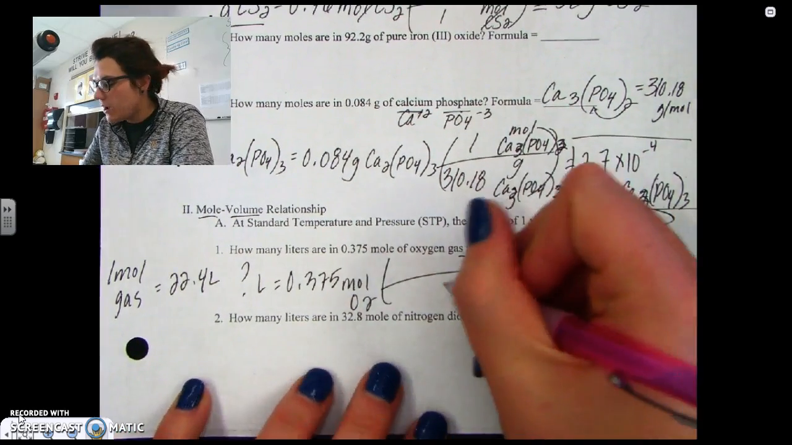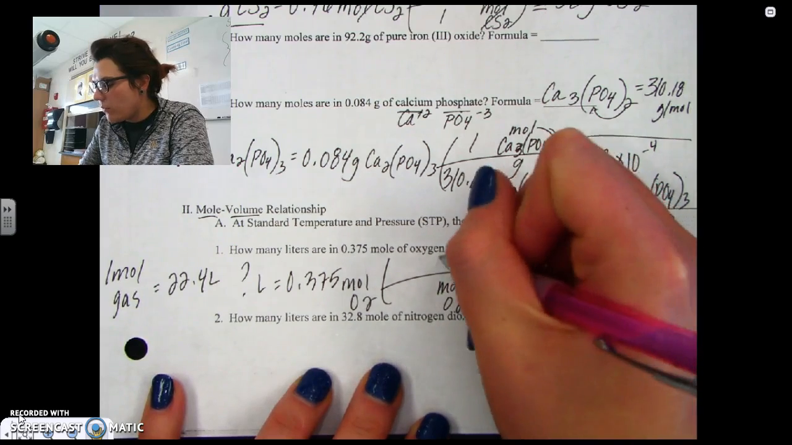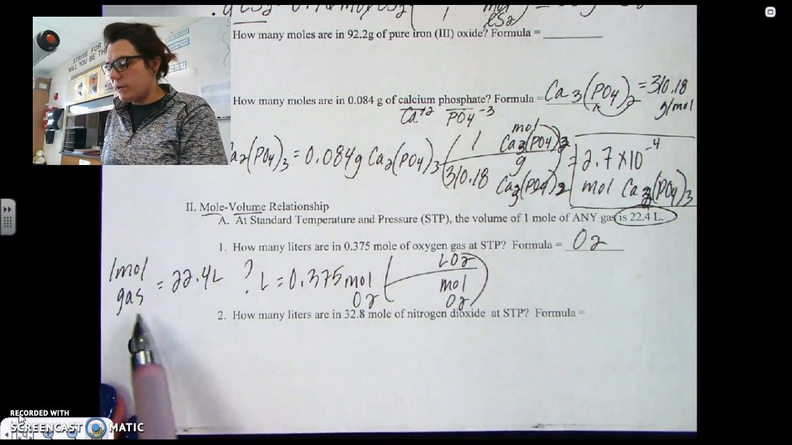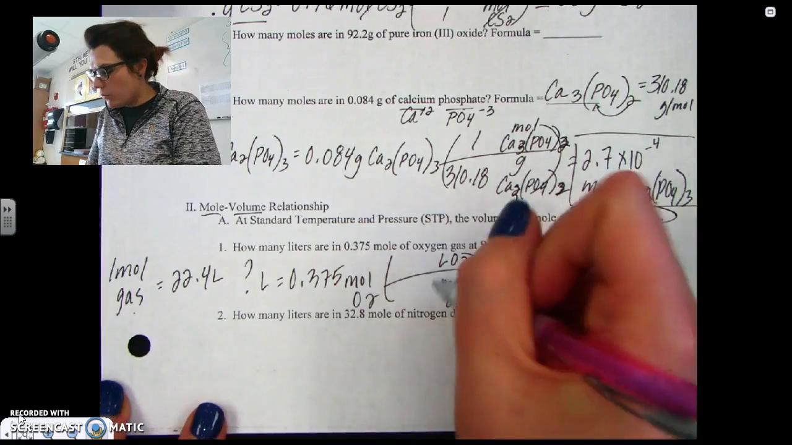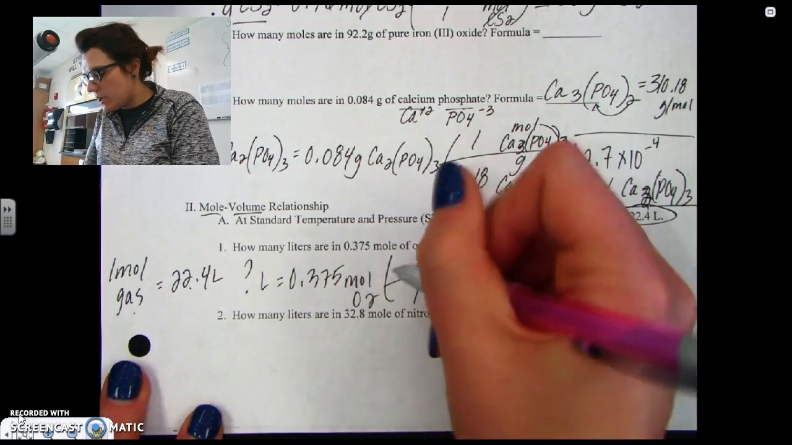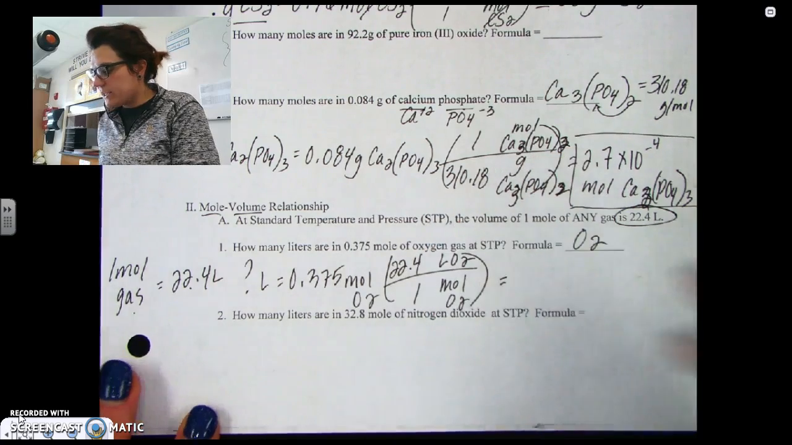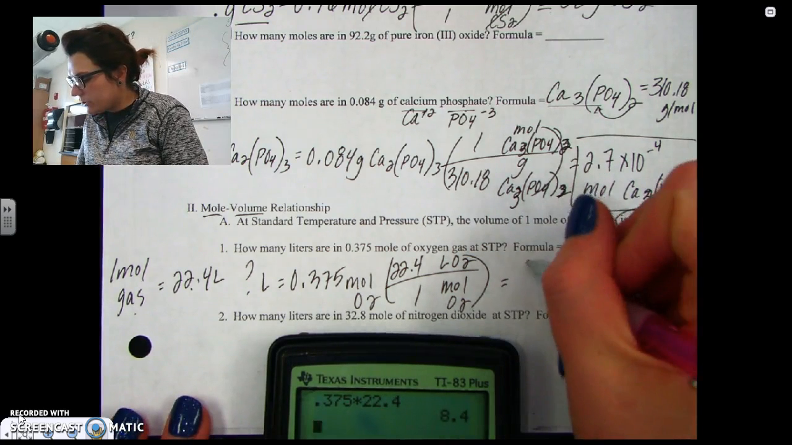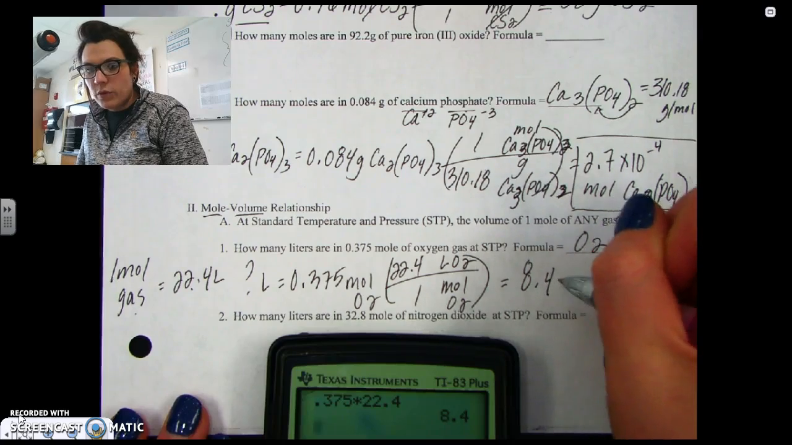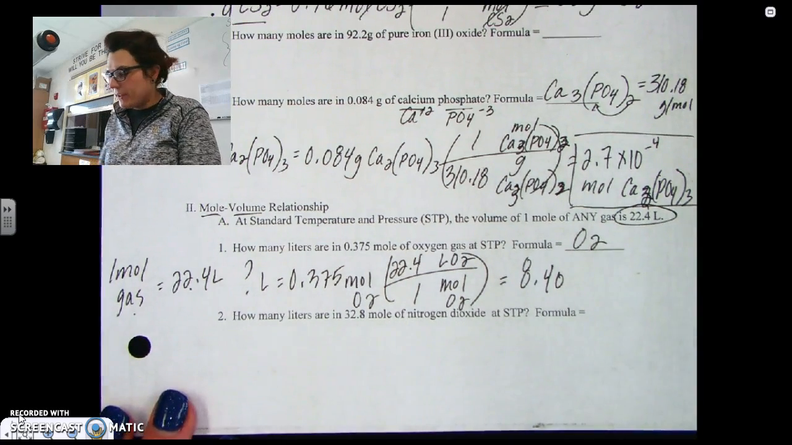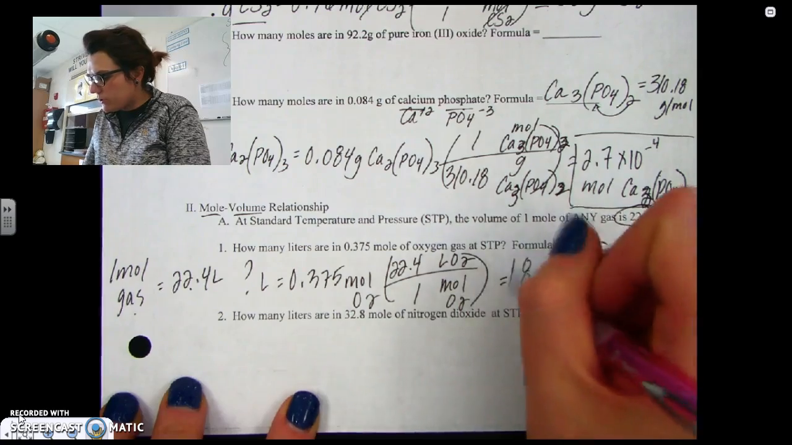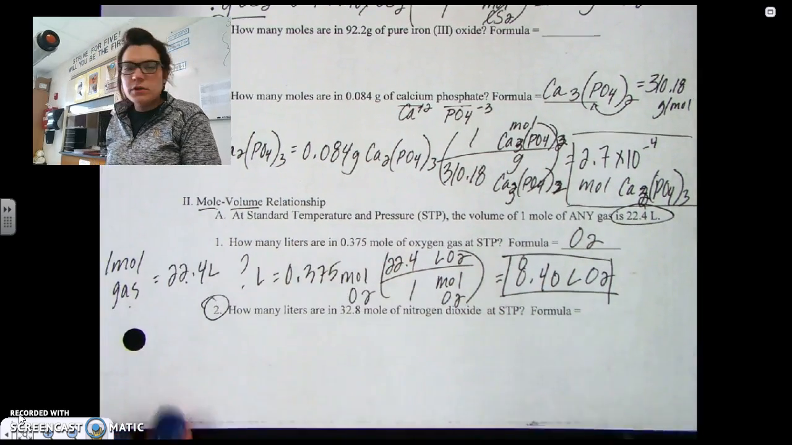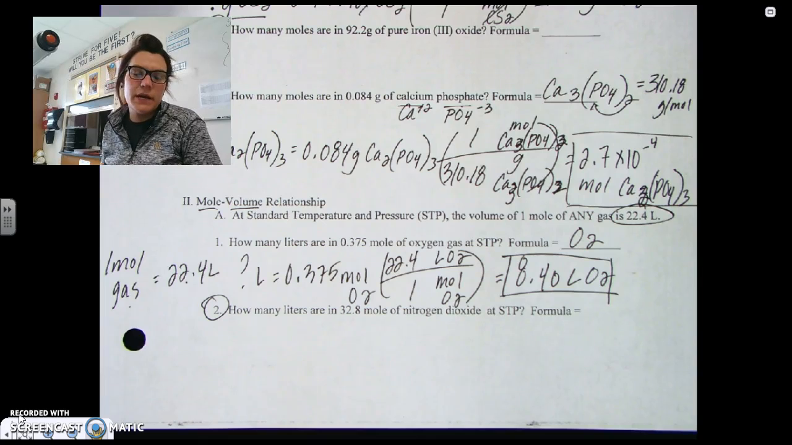Okay, now I can do this conversion. What am I canceling? Moles of O2. What do I want? Liters of O2. Okay, what number lines up with mole? As always, 1. What number lines up with liters? 22.4 as always. If I plug this into my calculator, I should get 0.375 times 22.4. I should get 8.4, but we need one more sig fig, so I'm going to add a 0. And this is liters of O2 gas, okay? Go ahead and try number 2. We'll go over number 2 in class, but I just wanted you to develop that relationship between liters and gas.